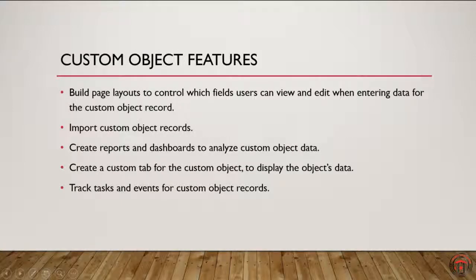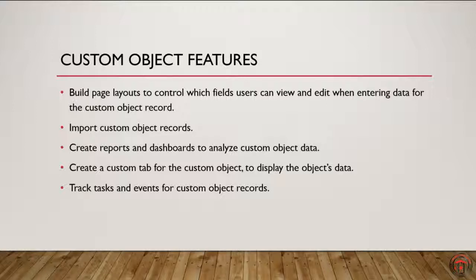Now let's look at the key features that we get by using custom objects. First one is page layout. Page layout is something where we can give access to users. What does that mean? Let's take a company where there are like 100 employees, but we want to show data to only 50 employees. So what do we have to do? We can use page layouts and give access to these 50 users to view or edit the data.